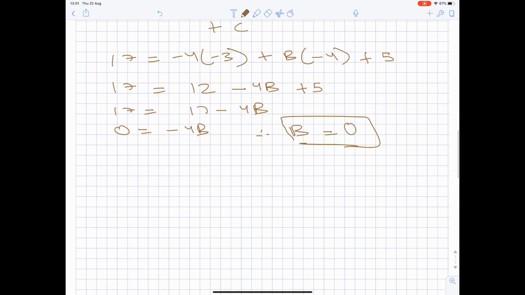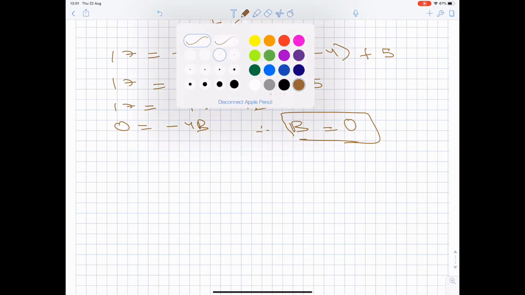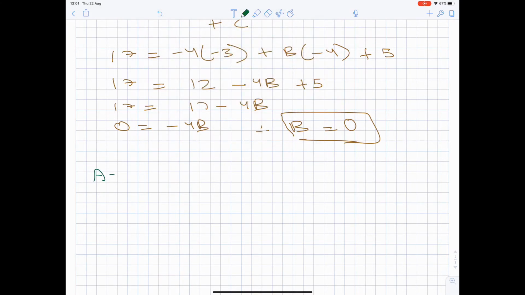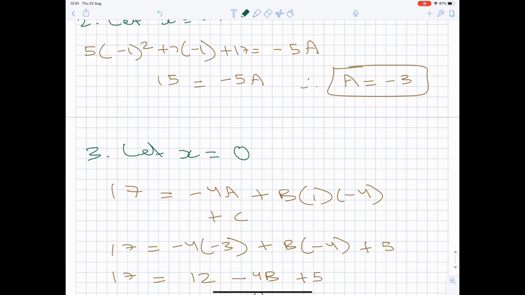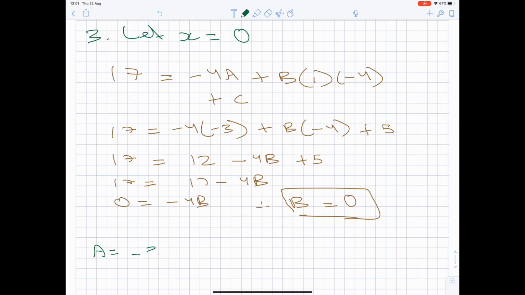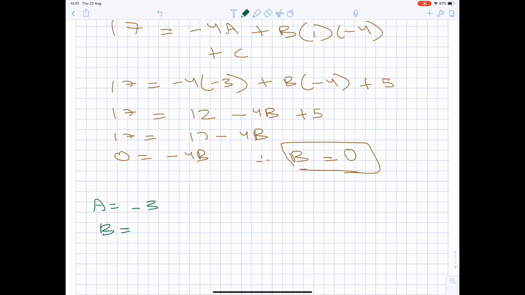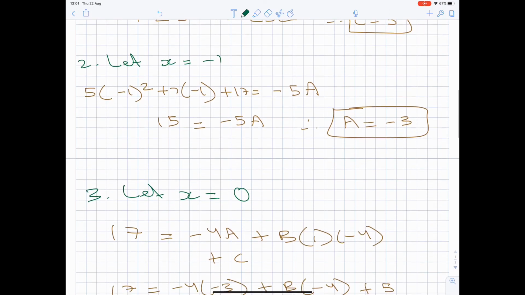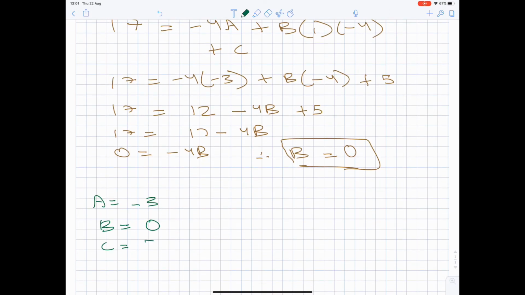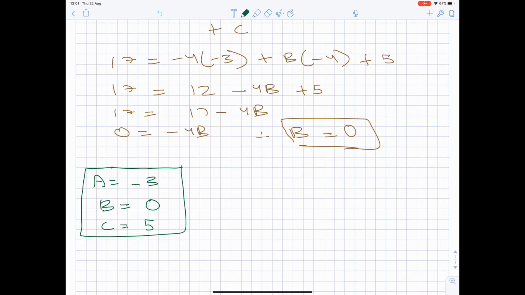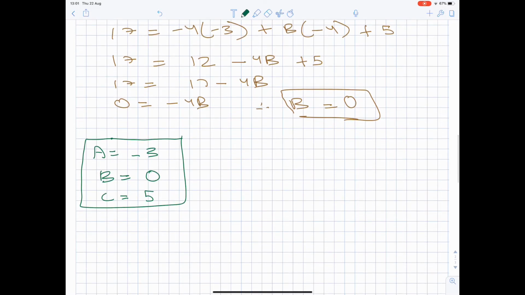So I'm just going to summarize this on the bottom, in a different color now. Let's do green. What did we say A was? A was minus 3. B we just figured out was 0, and C we also worked out, which was 5. So you could leave the answer here, but the best thing to do to show the examiner is to write this now on the right hand side, originally.